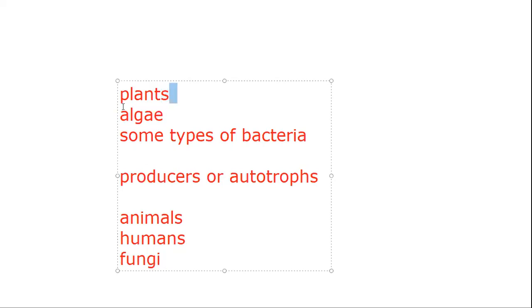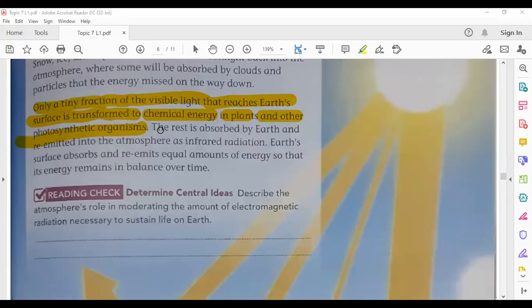Now, plants, algae, and some types of bacteria are called photosynthetic organisms. Called what? Photosynthetic organisms, because they can make their own food. Now, the most important thing to know is that only a very small fraction of the visible light that reaches Earth's surface is used by these photosynthetic organisms. They change this light to what? To chemical energy. Chemical energy is stored in the food, in the sugar that the plants make. Shabab, is it understood?